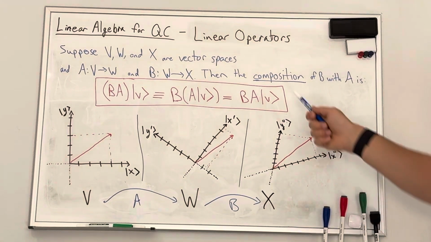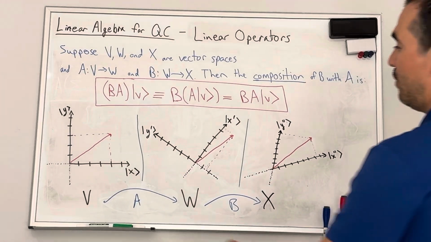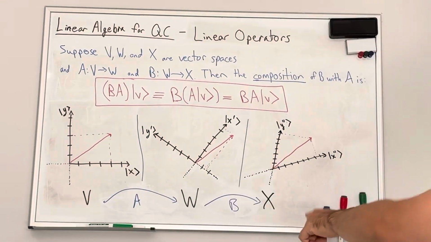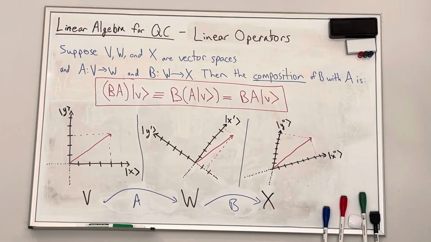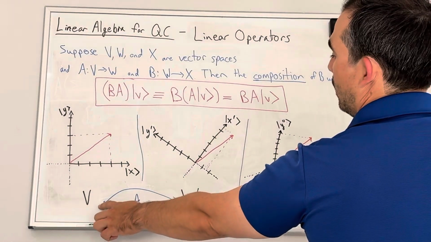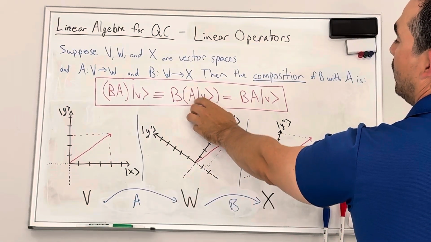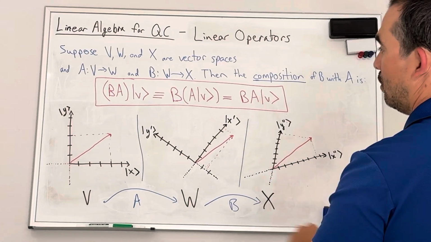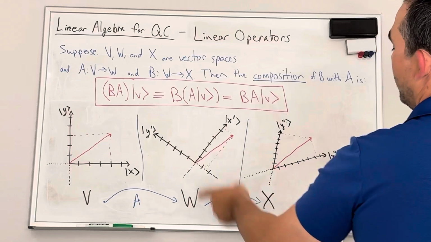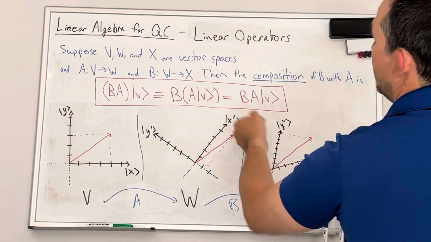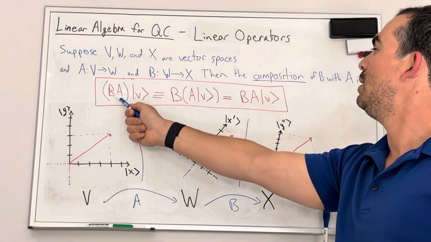Well, then the composition of B with A, in other words, to get from V to X all the way without this intermediate step in between, it's really no different from, so going from V to W, that's the same thing as A being applied to the V vector, right? And so we can think of this as a whole new vector on its own. And then to move it from there to there, we're applying B separately in front of it, right? So this notation, we're applying both B and A operators.